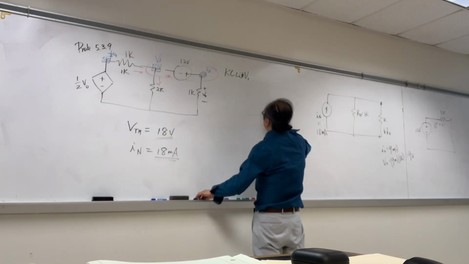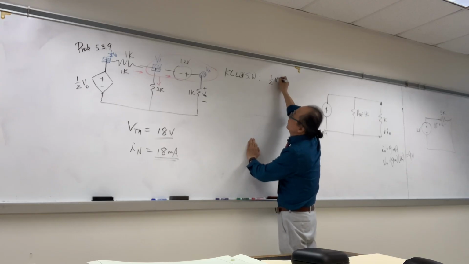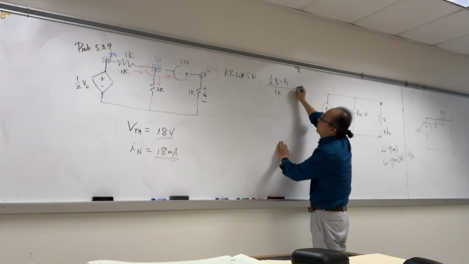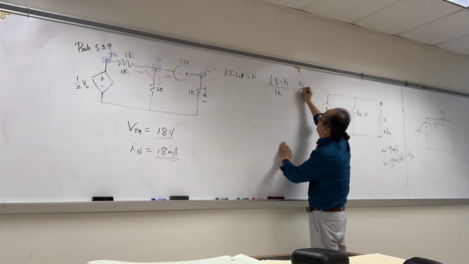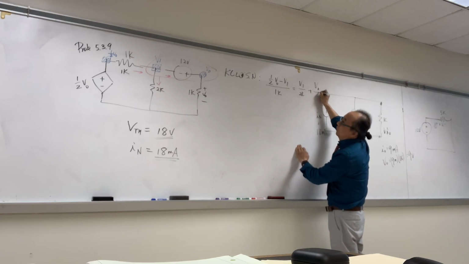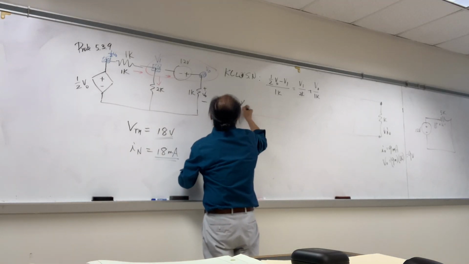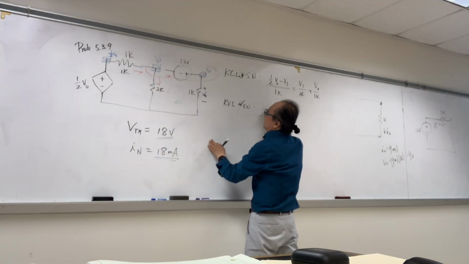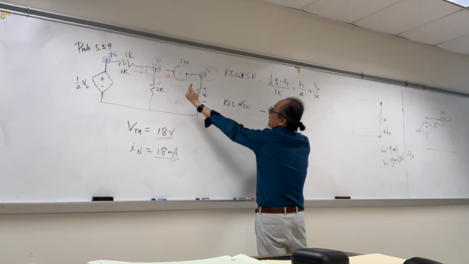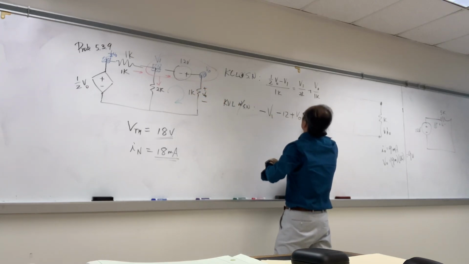So KCL at the supernode: entering 1 over 2 V naught minus V1 over 1K equals leaving V1 over 2K plus V out over 1K. And we do KVL with the supernode. That is negative V1. Be careful, this is the negative V1. Negative V1 minus 12 plus V naught equals 0.